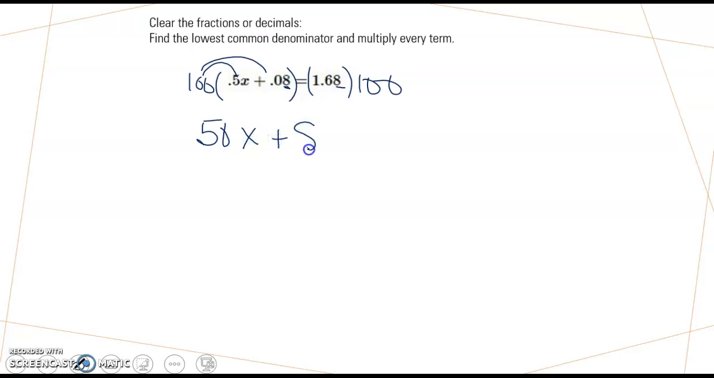So you're just making it 50x plus 8 equals 168. Now you have a two-step equation you can solve. Get rid of the 8 and then divide by 50.